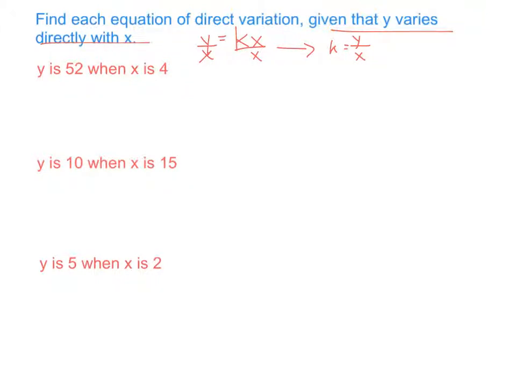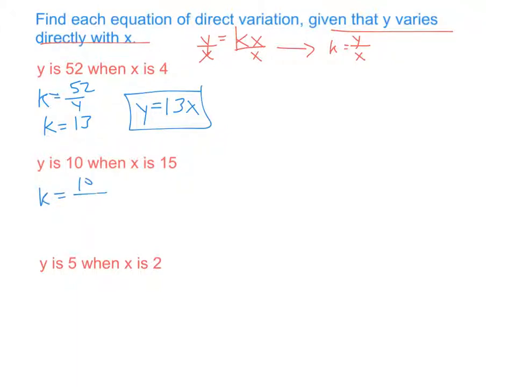So for number 1, for instance, y is 52, x is 4. Get a calculator on this. 52 divided by 4 is 13. So k is 13. So my equation is y equals 13x. Done. Second one. k equals y divided by x. Well, 10/15ths is going to come out to a decimal. Rather than get a decimal, let's stay exact. I'll just simplify this as a fraction. So k equals 2/3. So y equals 2/3 x.